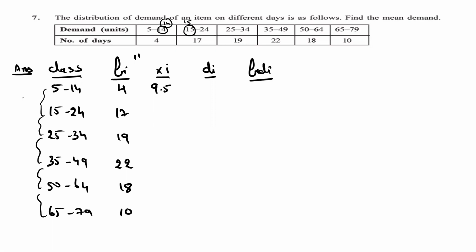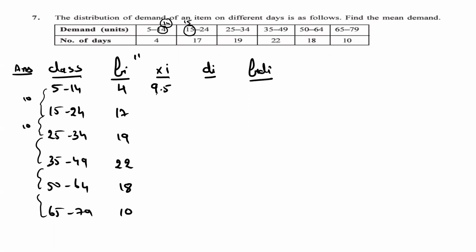10. Please, others don't say the answer. 15 and 25, what is the difference? 10. 25 and 35, what is the difference? 10. Okay. So always remember that even if it is an inclusive series, the class length will remain the same only.